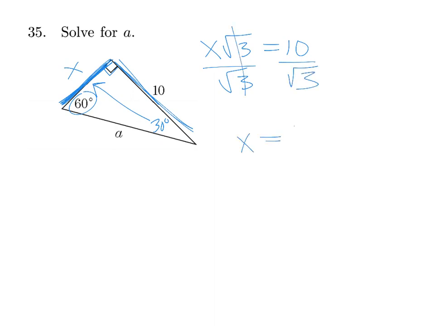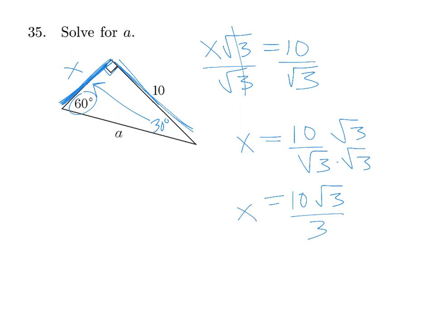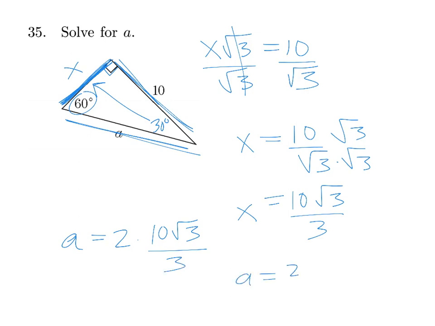So X is equal to 10 over square root of 3. And we'll rationalize the denominator. Okay, so that's what x is. Now, once I have x, what do you do to it to get the hypotenuse? I'm going to multiply it by 2. So I'm going to get A is equal to 20 square root of 3 over 3.